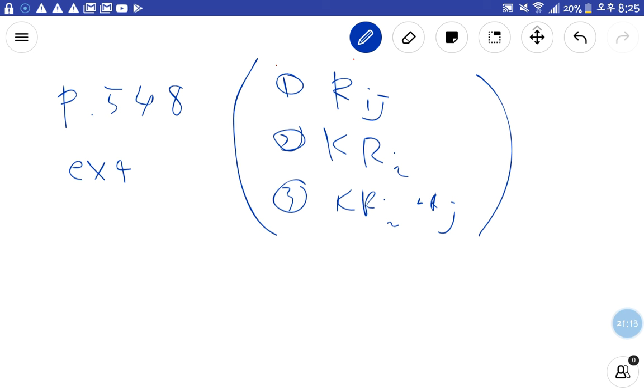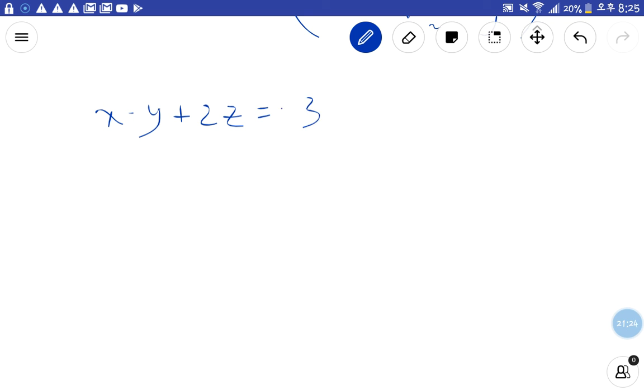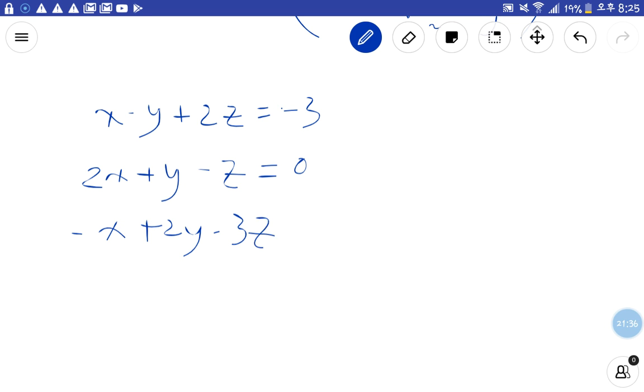So I'm going to copy down my question here, which is x minus y plus 2z equals negative 3. 2x plus y minus z equals 0. Negative x plus 2y minus 3z equals 7. Again, our goal is to make a row echelon form, and then we are going to solve this system completely.